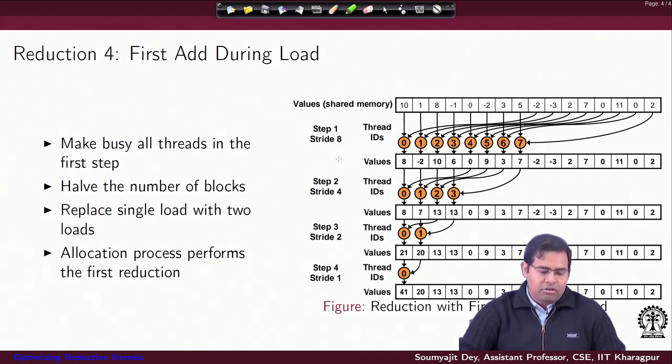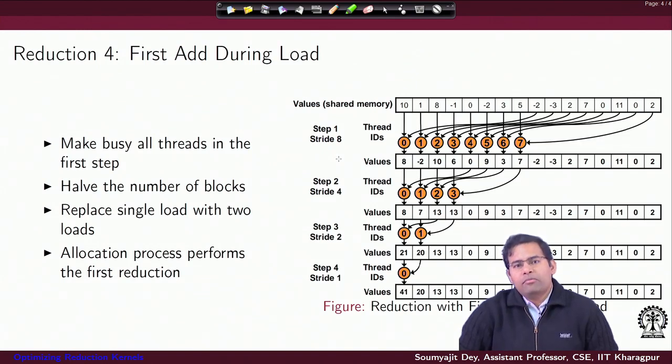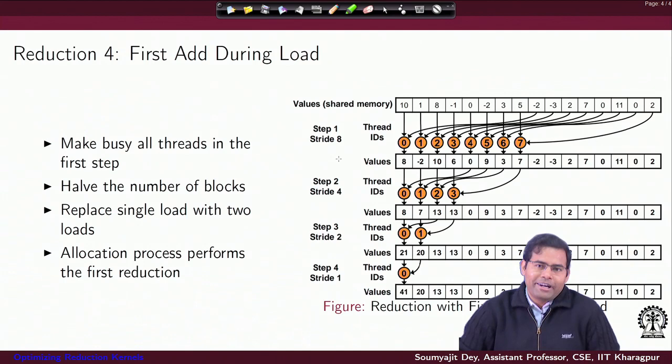So, make busy all threads in the first half and halve the number of blocks. What do we mean is, let all threads not only load data from global memory to the shared memory, but all threads also do some reduction by themselves. For example, maybe I make each thread load 2 data points from the global memory and then add them and then store into the shared memory. That is increasing the per thread activity.